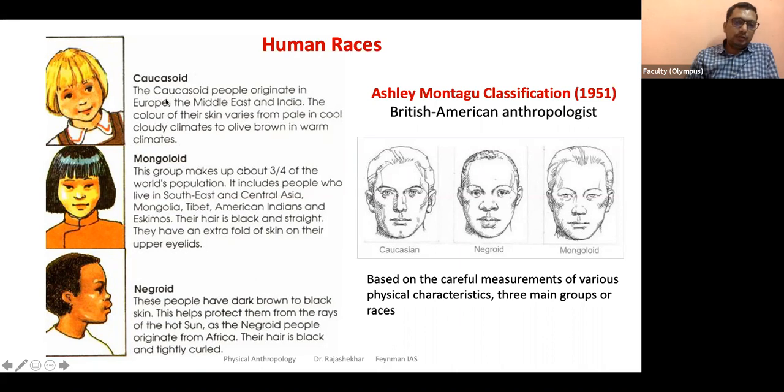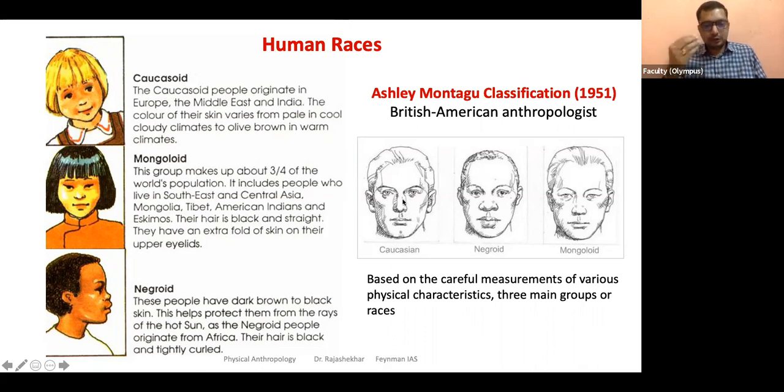So Caucasoids, who are Caucasoids? These people originated in Europe, the Middle East, and India. Within India, we also see some subclassification of Dravidians, for example. I think Risley's classification talks about this, correct? So Caucasoids are those who originated from Europe, the Middle East, and India.